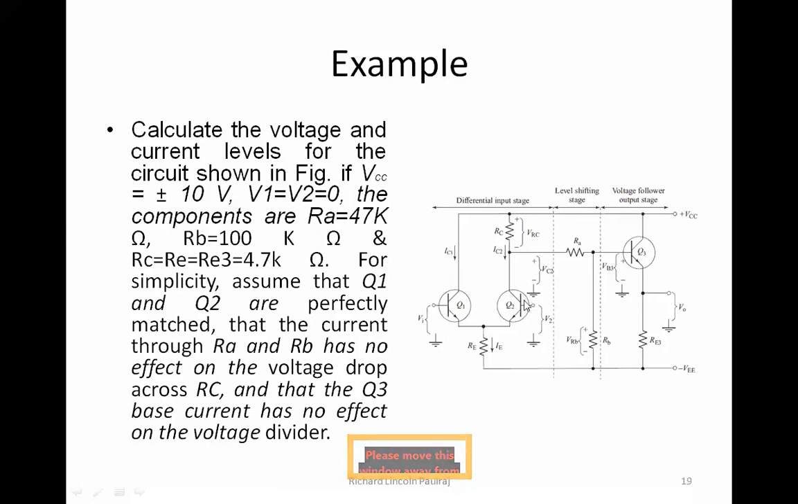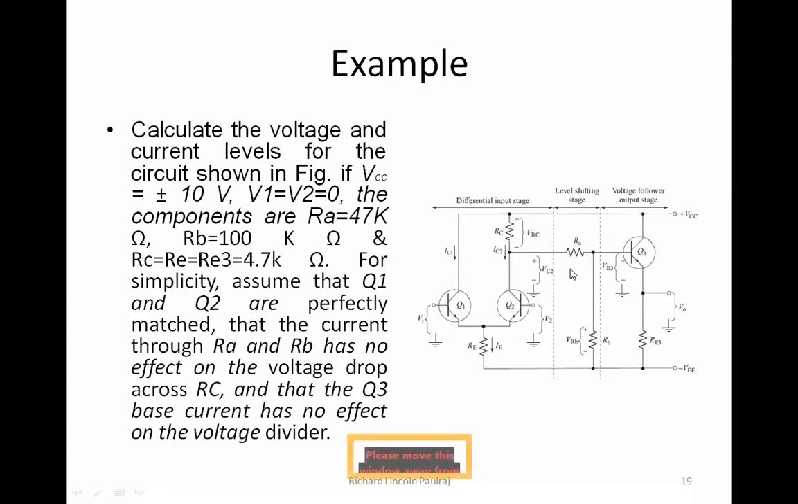But here we are assuming that Q1 and Q2 do have similar properties. So Q1 and Q2 are perfectly matched, and the current through RA and RB has no effect on the voltage drop across RC, and the Q3 base current has no effect on the voltage divider. So assuming that there is no reverse current flowing through. Fine.